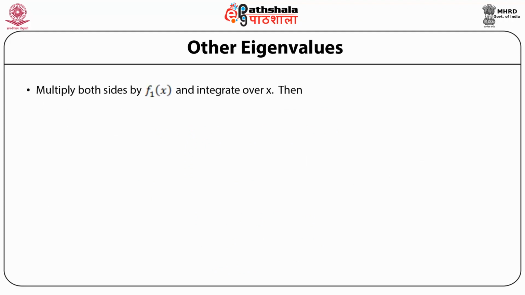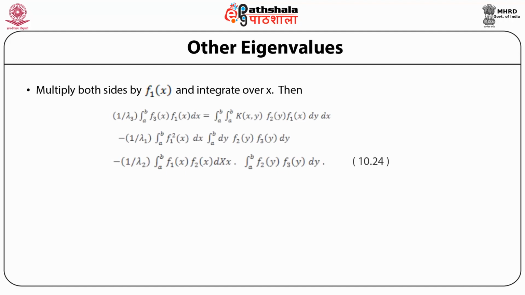Multiplying both sides by f1x and integrating over x, then we have 1 by lambda 3 integral a to b f3x f1x is equal to integral a to b over dx and integral a to b over dy of the integrand kxy, f3y, f1x, minus 1 upon lambda 1 integral a to b f1 squared x dx multiplied with the integral a to b of the product of functions f1y, f3y dy, minus 1 upon lambda 2 integral a to b of f1x, f2x over dx multiplied by the integral a to b of f2y, f3y over dy.